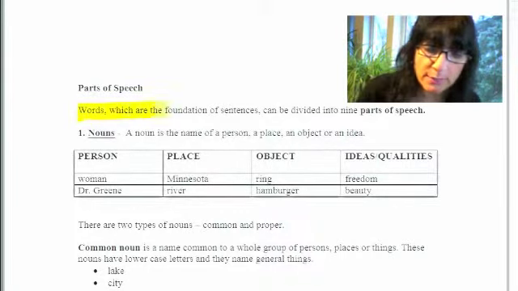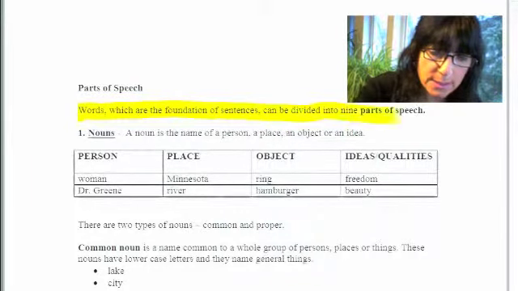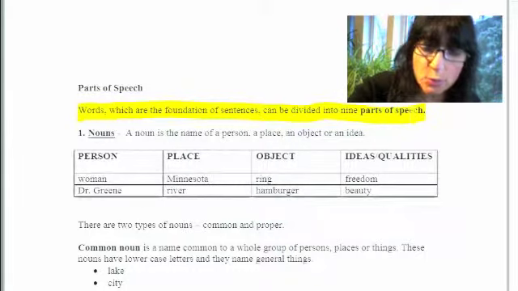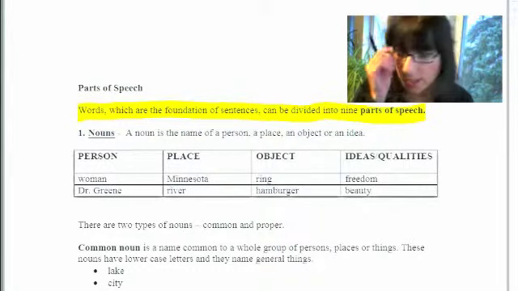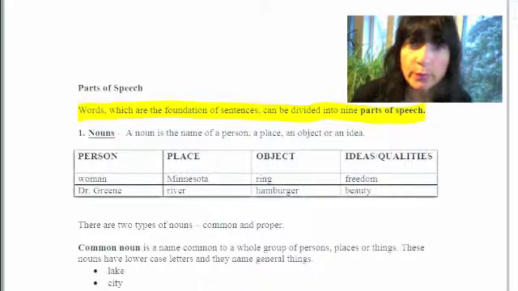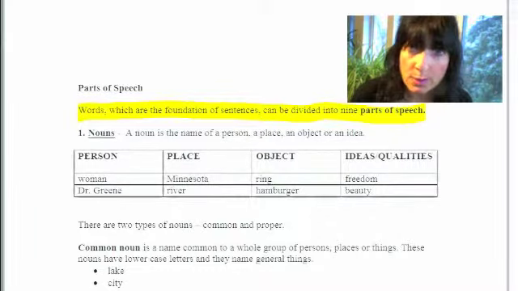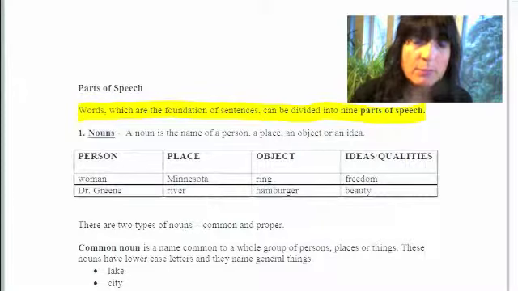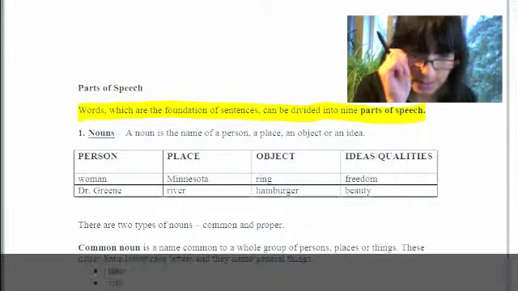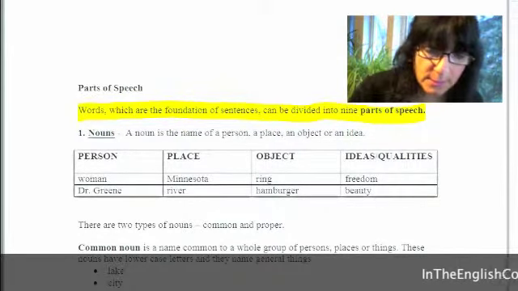I'd like to talk about something called parts of speech today. Now, words are the foundation of sentences, and they can be divided into what's called parts of speech. Keep in mind that every word that you select in a sentence has a value, it has a function, and in order to write well-constructed sentences, it's a good idea to understand the importance of every word in your sentence. So let's look at these 9 parts of speech.